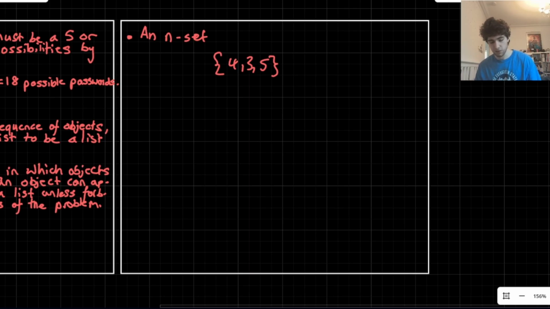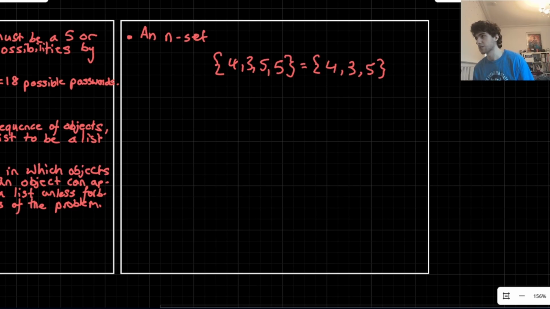So this would be an example of a set. But sets don't allow for the repetition of certain characters. So if I were to repeat 5 like this, then that set would be the same as the set containing the elements 4, 3, and 5. So those two sets are the same because repetition isn't really allowed. You can do it, but it's not going to change anything. So it won't make a difference, effectively. And the order of terms in a set does not matter.